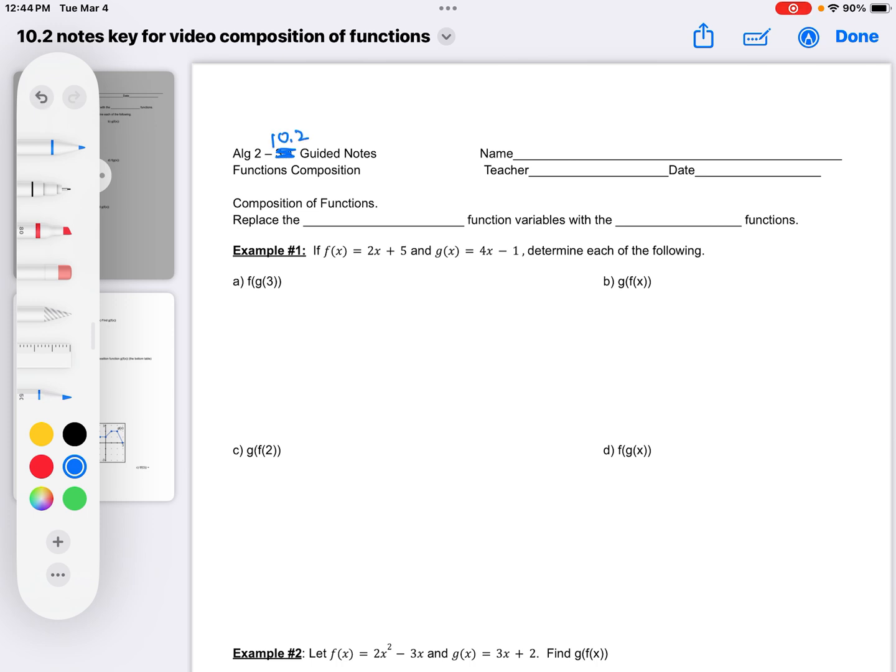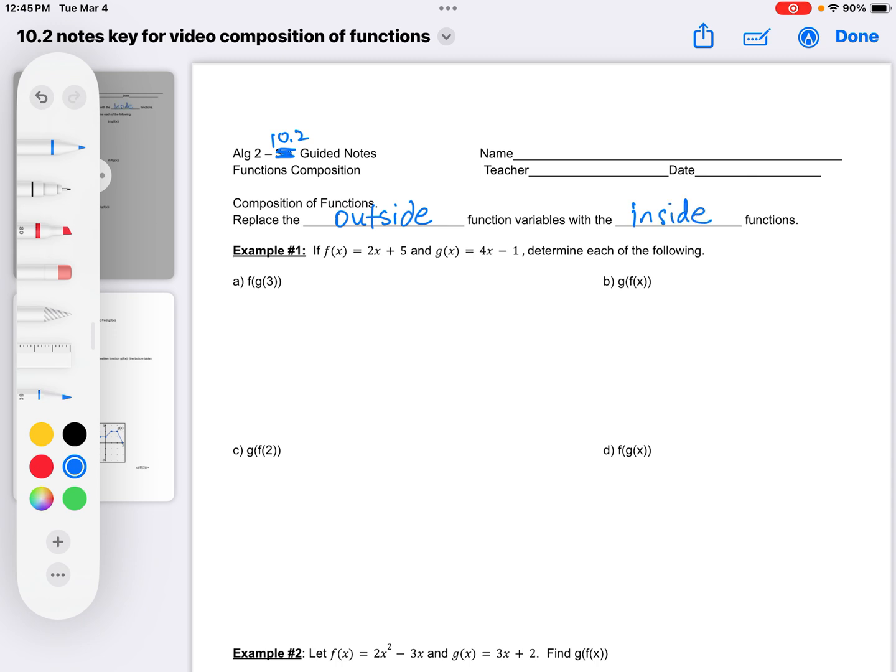So in this lesson, I'm going to keep it short and sweet. Sorry I'm missing you all today to be able to do this, but I just want to make sure that you understand how to work with composition functions. In general, when you're doing a composition, you're going to replace the outside function's variable with the inside function. Let me just show you what that means.